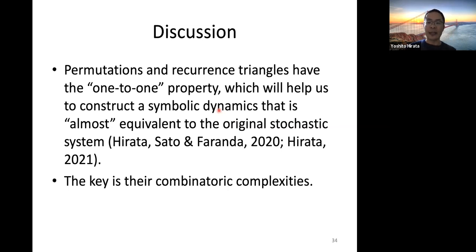The key idea is a super exponential growth, that is, the combinatorial complexity. In the case of permutation, it is of factorial order. In the case of the recurrence triangle, its growth speed is faster than factorial order, because it is due to the power of n times n minus 1 over 2.